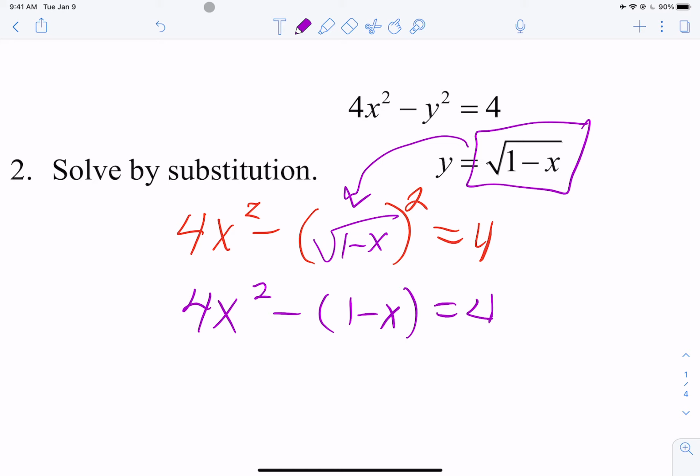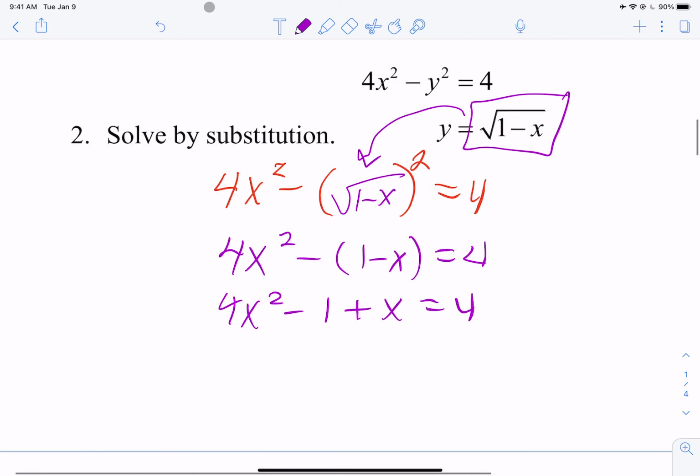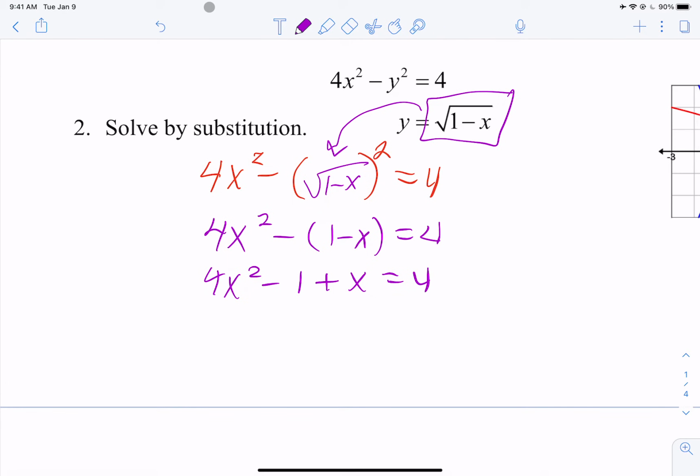Now let's distribute that negative 1. We get 4x squared minus 1 plus x equals 4. Now that's a quadratic. We know that's a quadratic because the highest power is a square. And so let's solve it. So let's subtract 4 and get it in a nice order. So we're going to do 4x squared plus x minus 5 equals 0.